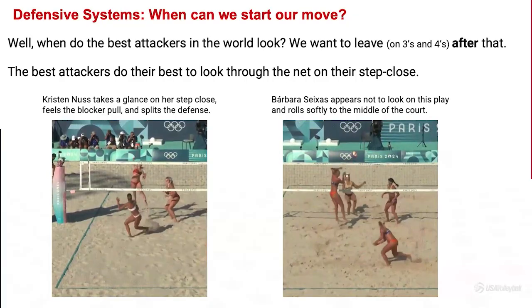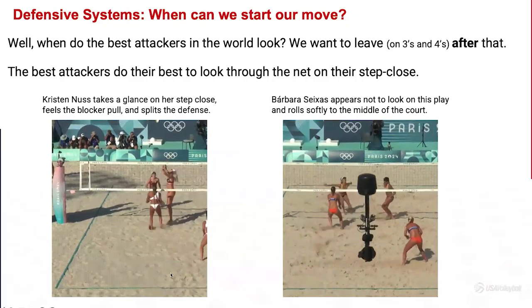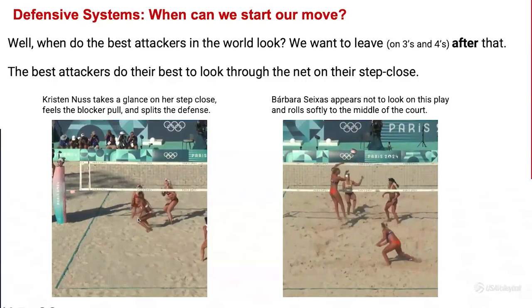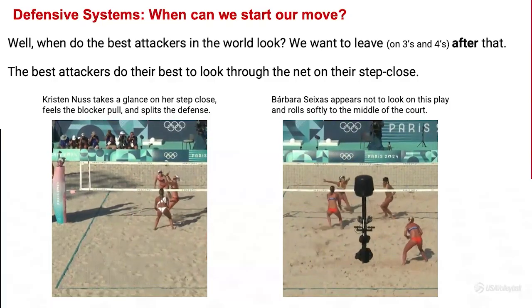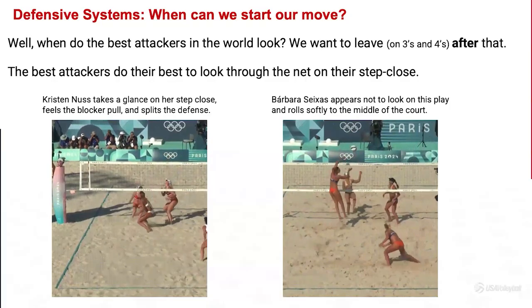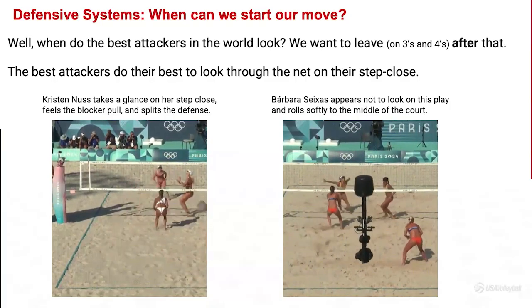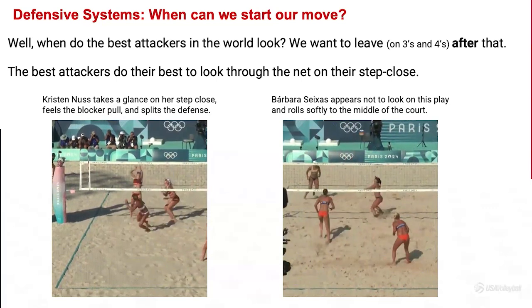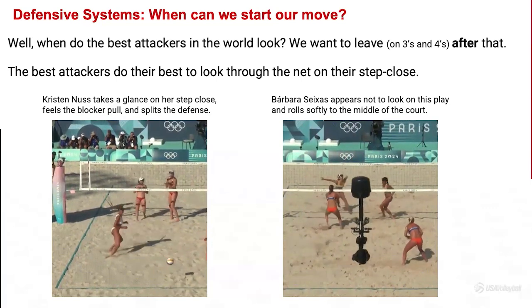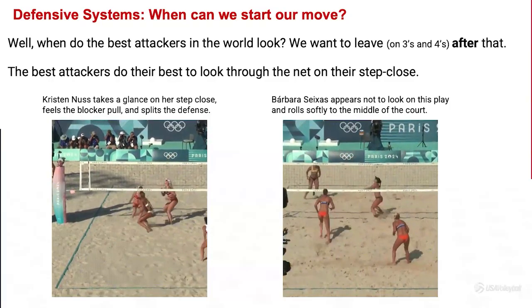And we can see on this little video, this GIF on the left here, we have Kristen Nuss. When she hits her step close, right there is when she is going to look through the net, traditionally. And she is just one example here, and that's kind of the basis across all of the Beach Pro Tour: the best attackers are going to hit their step close, their last 2 steps of their approach, and they're going to look through the net, even just for a second, and they're going to glance and try to figure out where you are as the blocker.